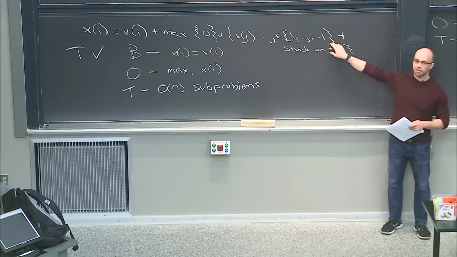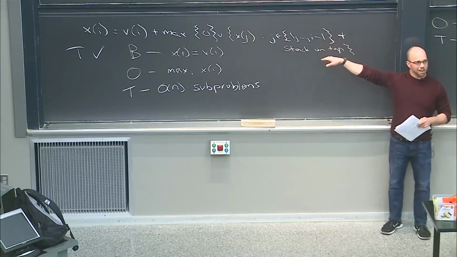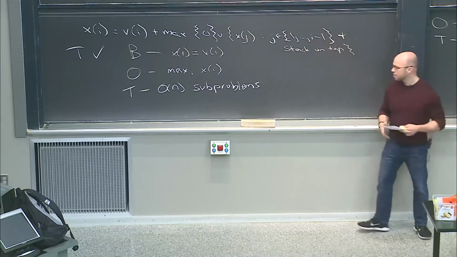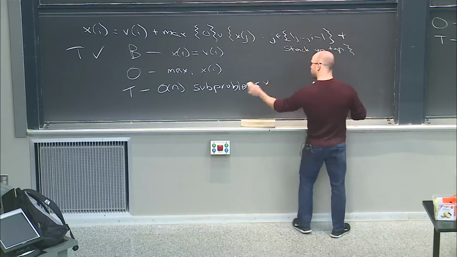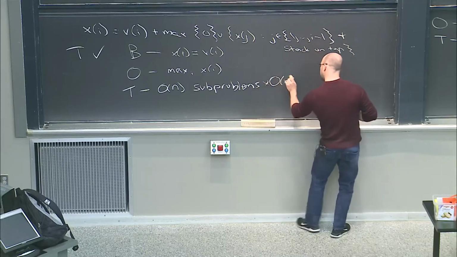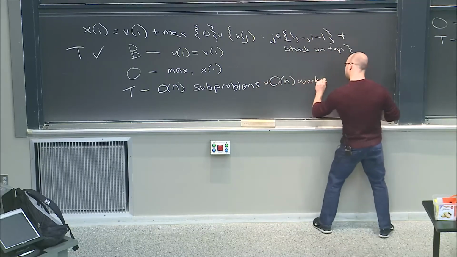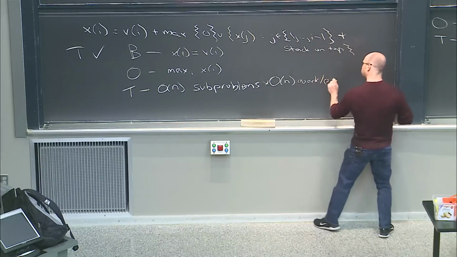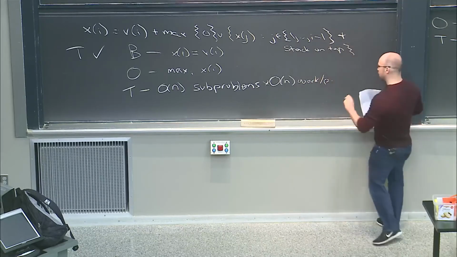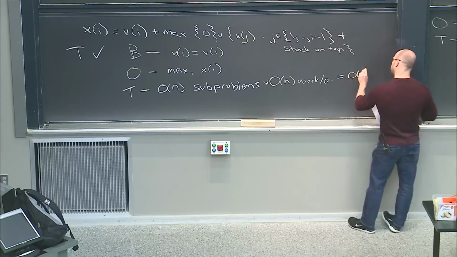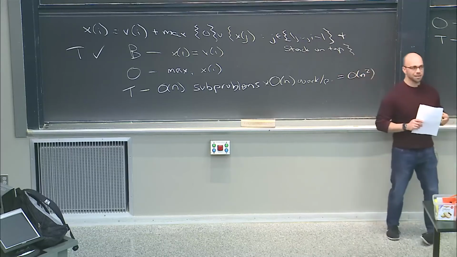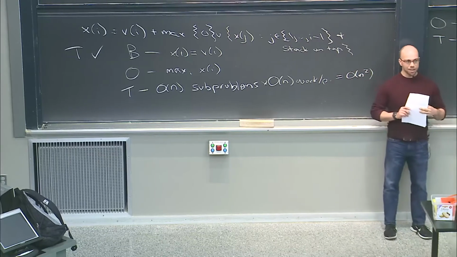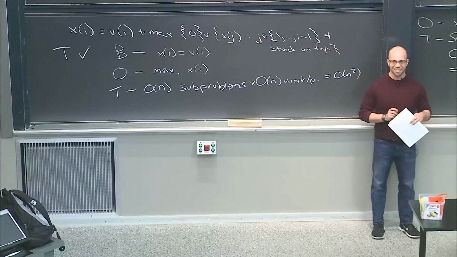So there's a loop here from 1 to i. i is upper bounded by n. So this is order n subproblems times order n work per subproblem. So at the end of the day, my algorithm is going to be order n squared time. And of course, again, I guess I promised it and then I didn't actually do it.